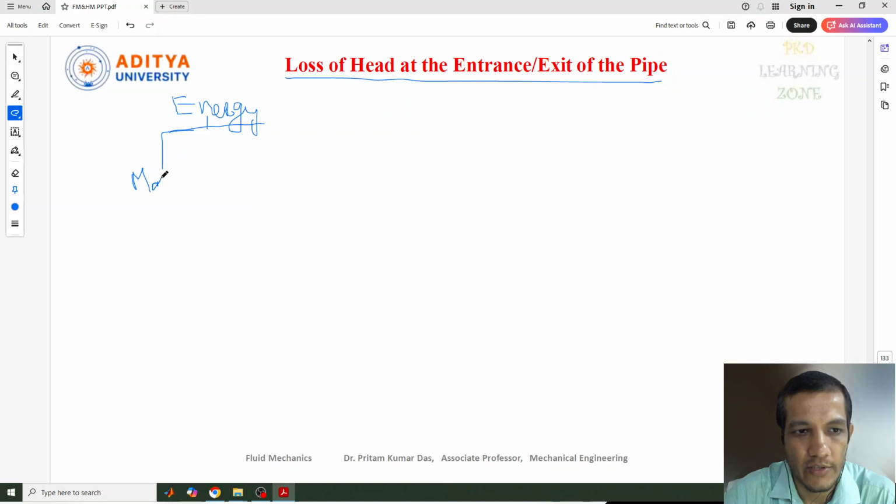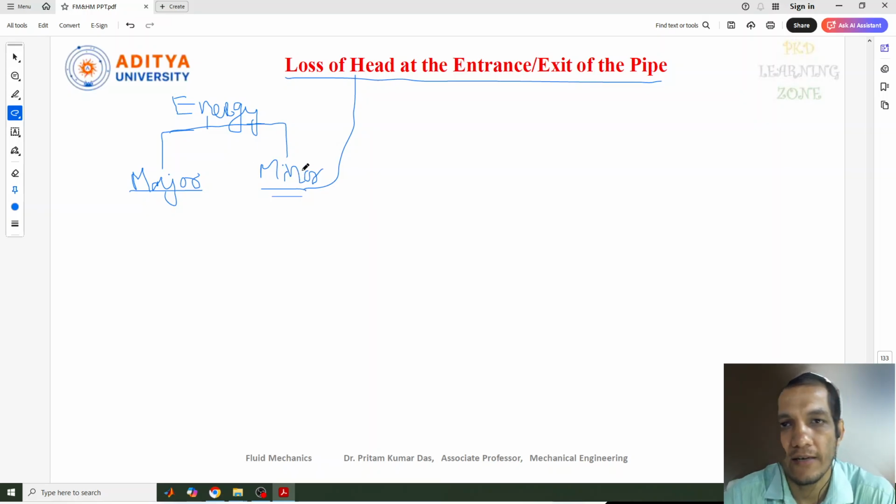We have discussed this major loss, which is due to the friction factor, and in the minor loss we have several regions, like sudden expansion, sudden contraction, loss of head in the entrance and exit of the pipe, due to bending in the pipe, due to sudden fittings in the pipe. So many regions are there for the minor loss. So this loss of head in the entrance and exit of the pipe also comes under minor losses in fluid flow.